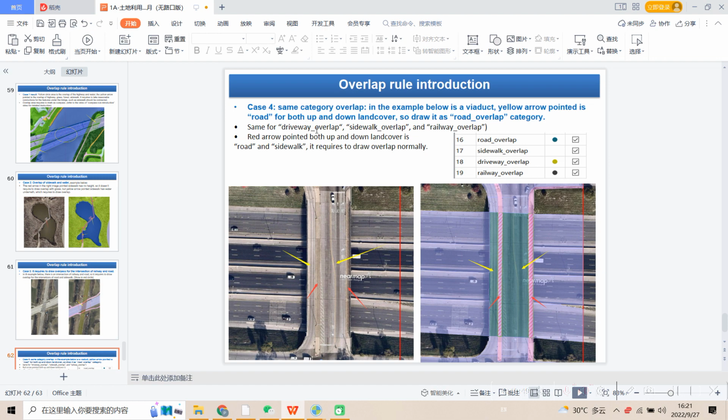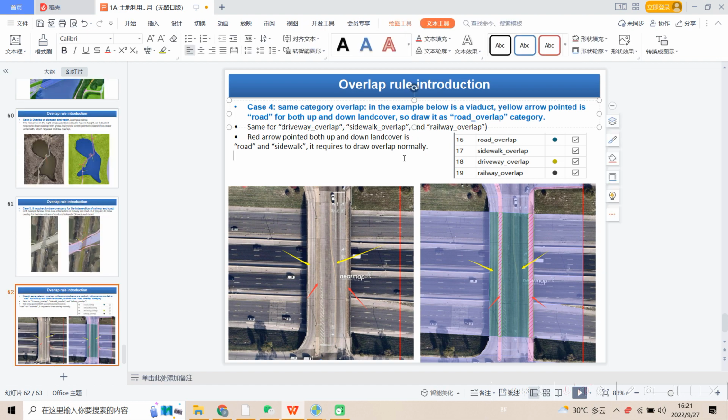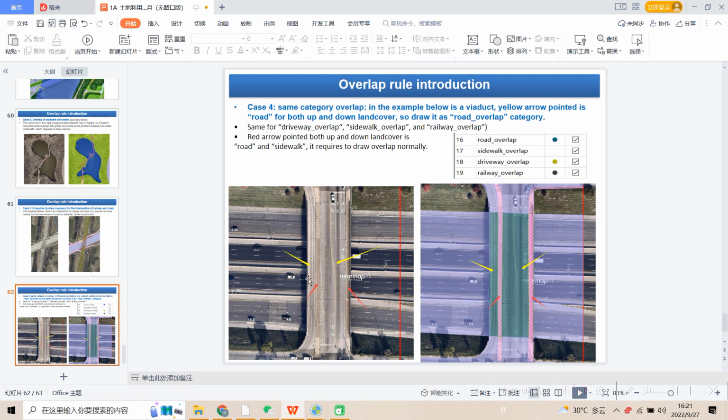The same thing applies to the driveway overlap, sidewalk overlap, and railway overlap. The red arrow pointed area has both up and down land cover as road and sidewalk, so it requires drawing the overlap normally. Okay, you need to mark this as overpass.